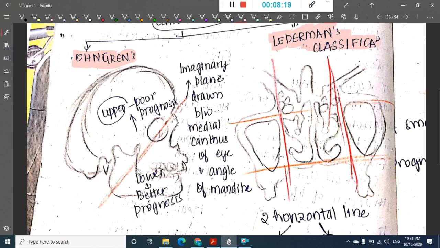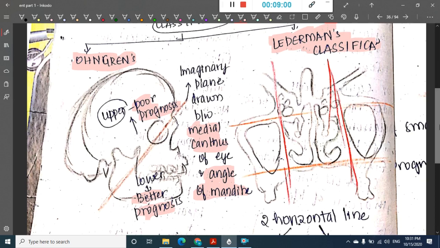So this line will divide the whole skull into two parts, an upper part and a lower part. The tumors arising from the upper part have poor prognosis, whereas the tumors arising from the lower part have better prognosis. Here the line is drawn from the medial canthus of the eye to the angle of the mandible, and when the tumor is in the upper part, it causes poor prognosis, and if the tumor is in the lower part, it causes better prognosis.